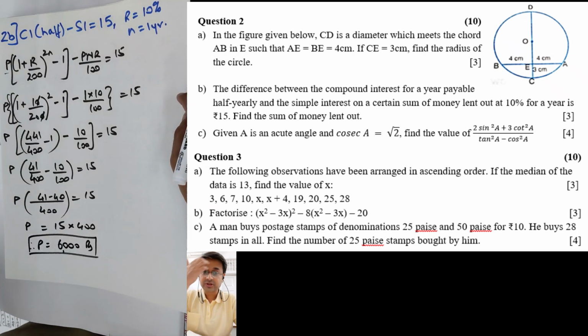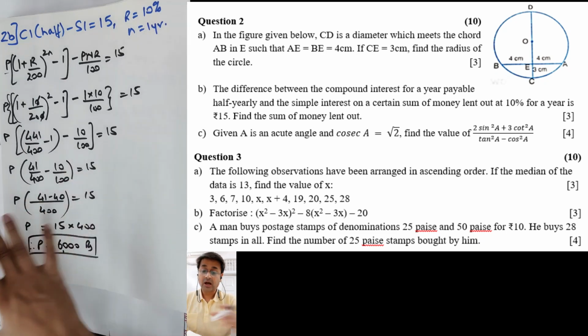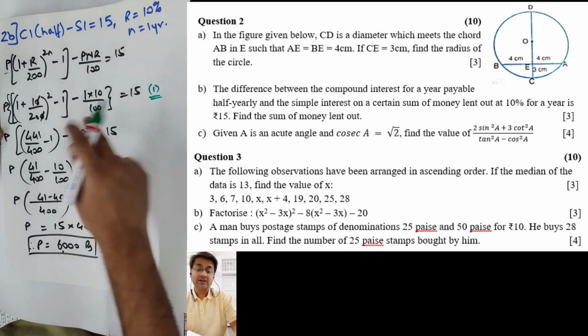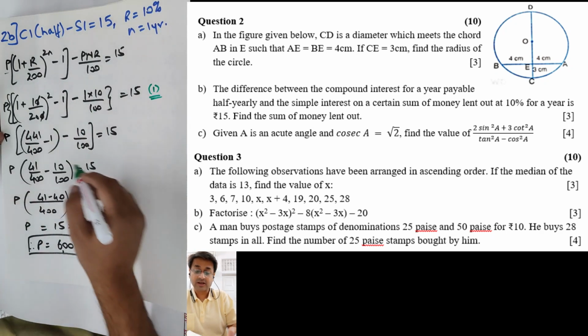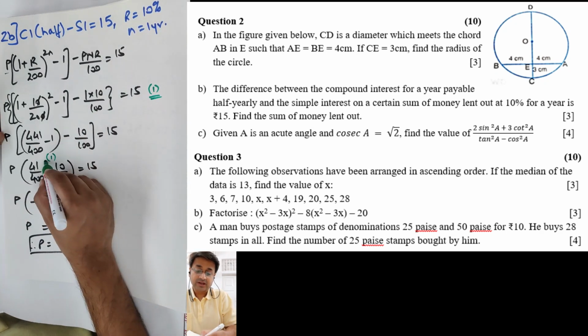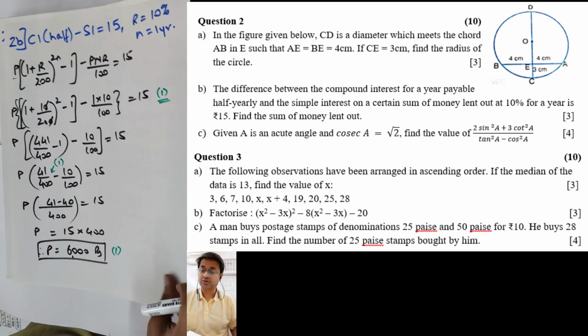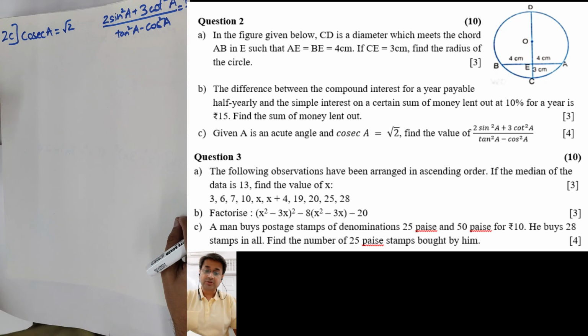Very important question. You will see such sums in the exam for sure, so please practice them well. How are you going to give marks to yourself? First 1 mark when you substitute the values, not for the formula, remember that. Next 1 mark when you are able to take this part correctly, and last 1 mark when you reach at 6000.